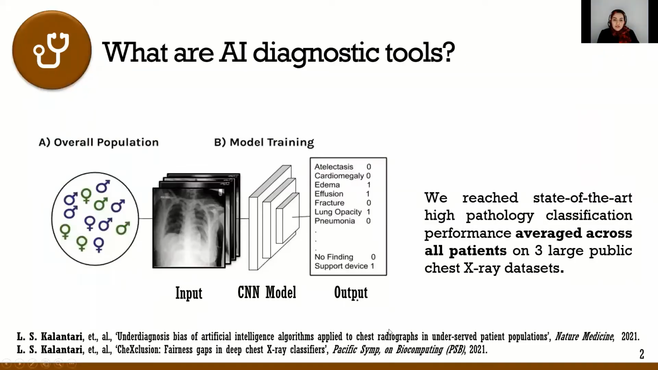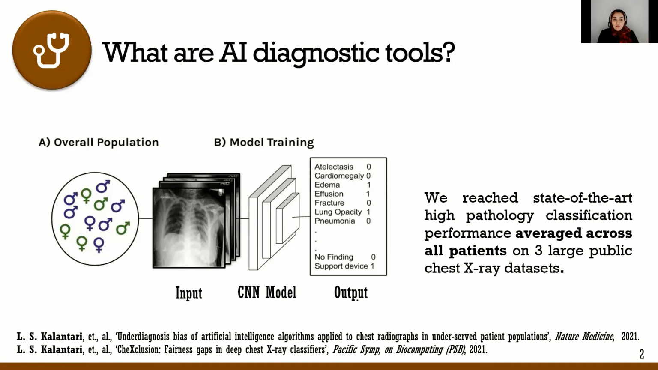AI-based medical image classifiers are trained to yield diagnostic labels from medical images. The standard approach for training these models is to train them on the overall population and optimize them to have a high performance average across all patients in the dataset. We follow this standard approach and reach state-of-the-art performance in three large public chest X-ray datasets. That's the point where researchers usually stop and report their performance.